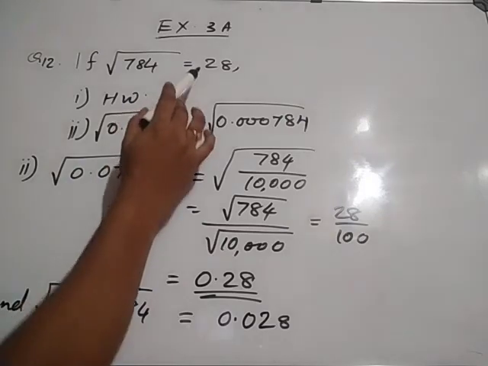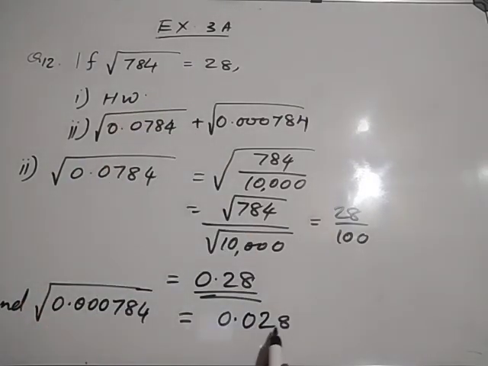But the square root of 784 is 28, right? So there are only 2 digits. We need 1 more digit, that is 0 and decimal. We need 3 places after the decimal. That's why the answer is 0.028. This is not complete. What is our question?